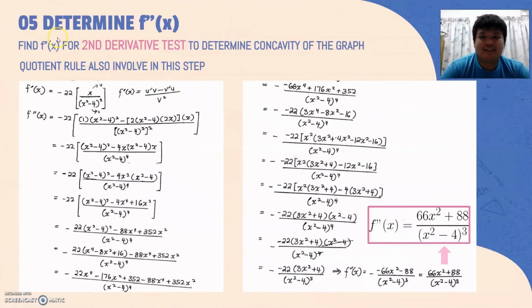And then after this, we need to determine f prime prime x, which is the second derivative. So find f prime prime x for the second derivative test to determine the concavity of a graph, and the quotient rule is also involved in this step. So we use the equation from the first derivative test, and then we just use the quotient rule again, and we find that the second derivative of f(x) is equal to (66x squared plus 88) divided by (x squared minus 4) to the power of 3.